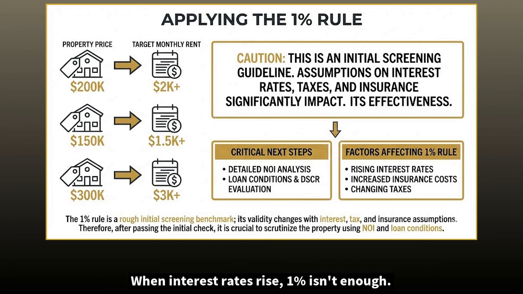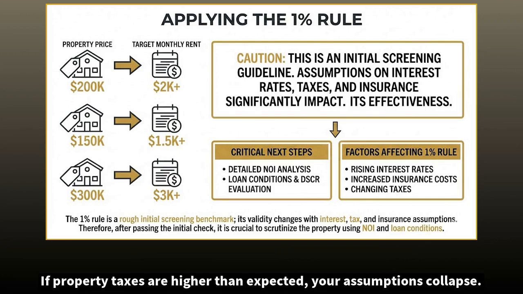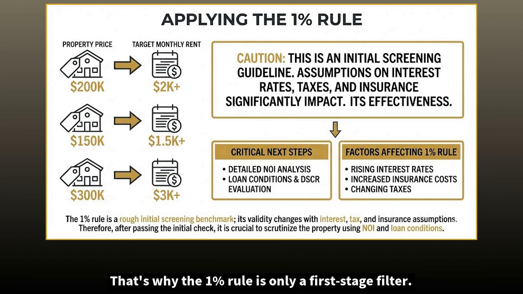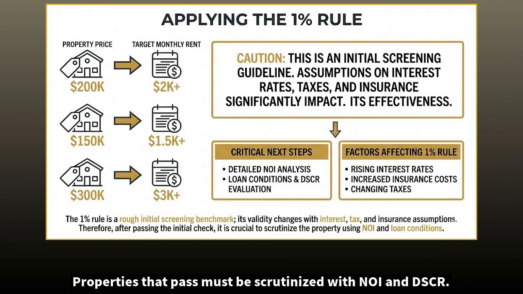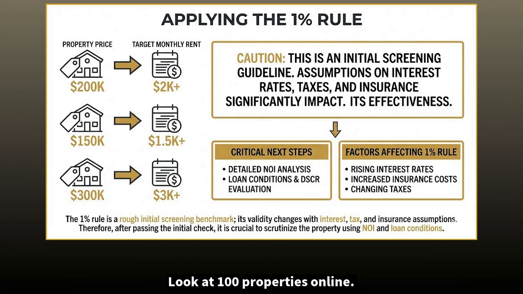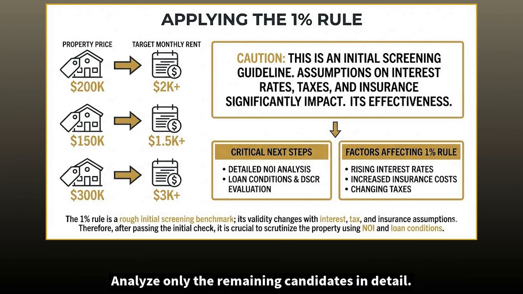When interest rates rise, 1% isn't enough. When insurance premiums surge, same thing. If property taxes are higher than expected, your assumptions collapse. That's why the 1% rule is only a first-stage filter. Properties that pass must be scrutinized with NOI and DSCR. Look at 100 properties online. Apply the 1% rule. Most will fail. Analyze only the remaining candidates in detail.